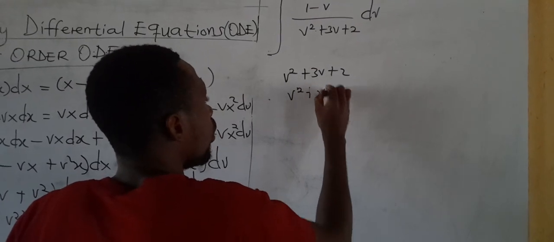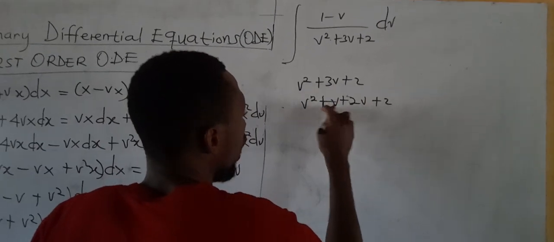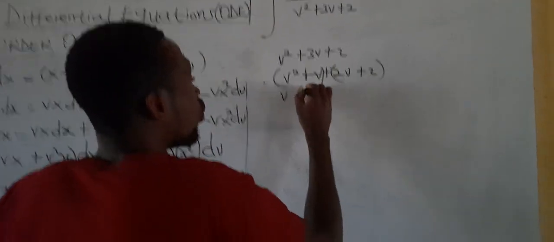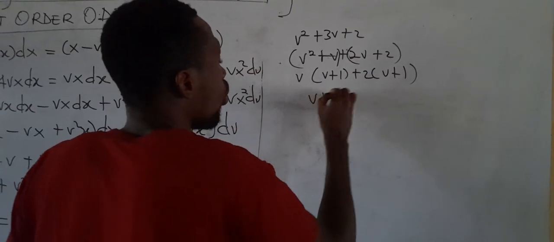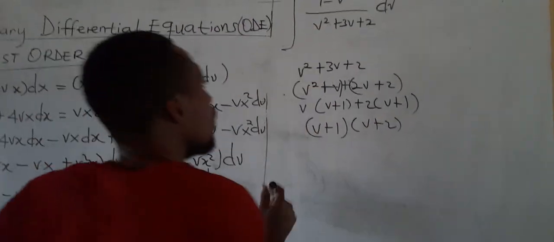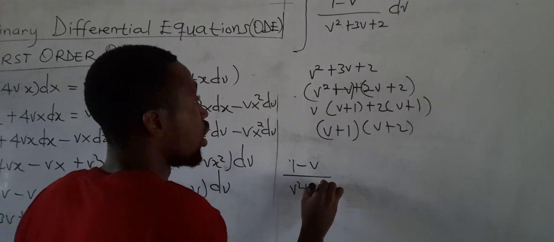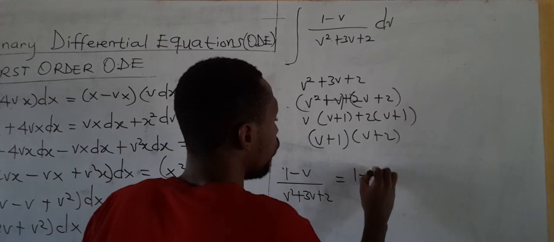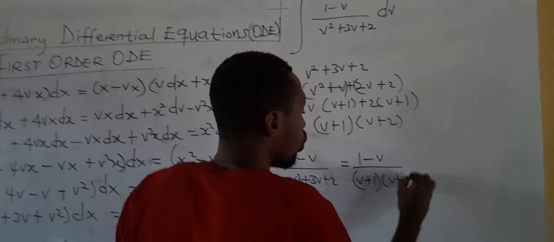So V squared plus V plus 2V plus 2. So 1 plus 2 gives you 3, and 1 times 2 is 2. So we factor out the common terms. Out of the first two, V, we have V plus 1. Out of the last two, 2, we have V plus 1. Then V plus 1 is common, we bring it out, and we are left with V plus 2. I know you can do this. So our (1 minus V) over (V squared plus 3V plus 2) will be the same as (1 minus V) over (V plus 1)(V plus 2). So this is type 1.